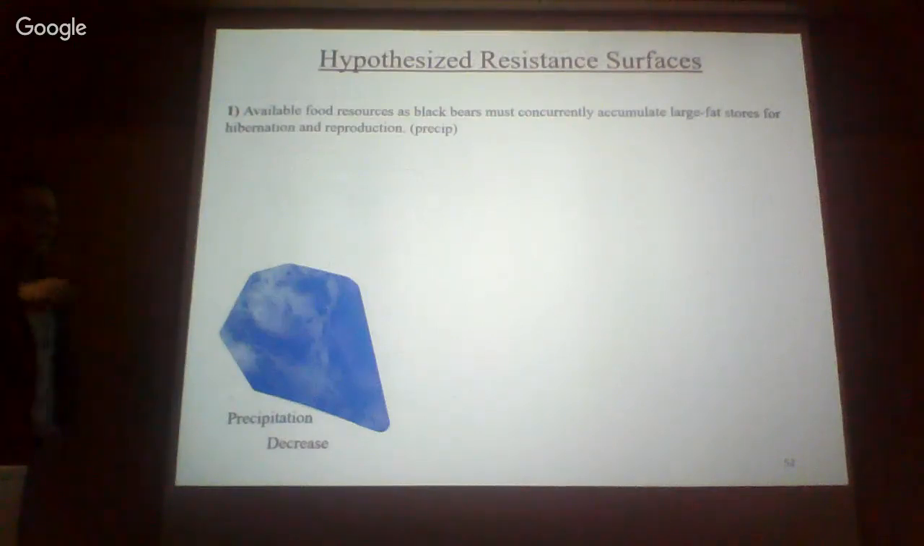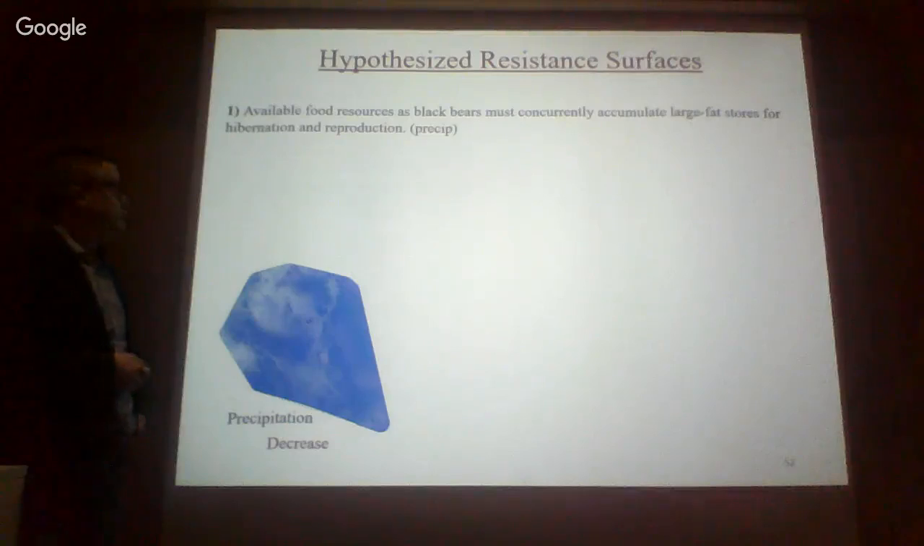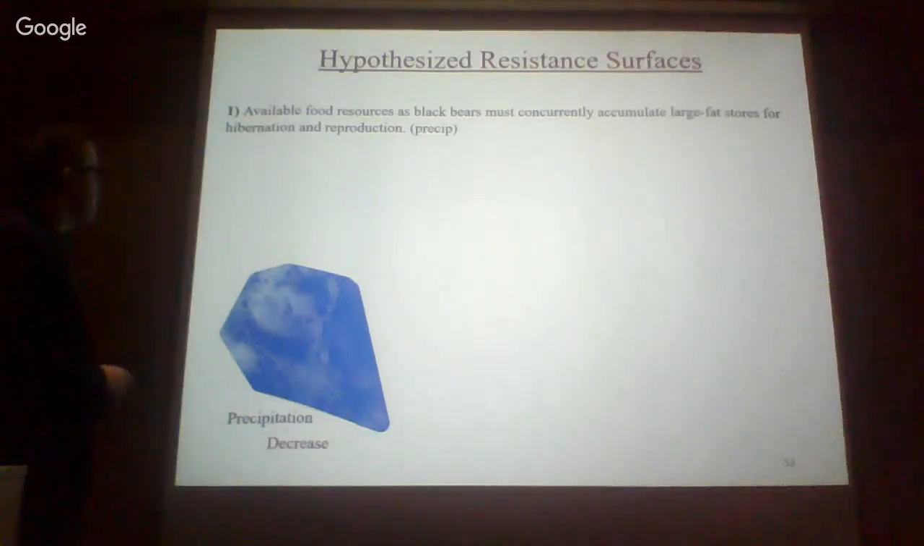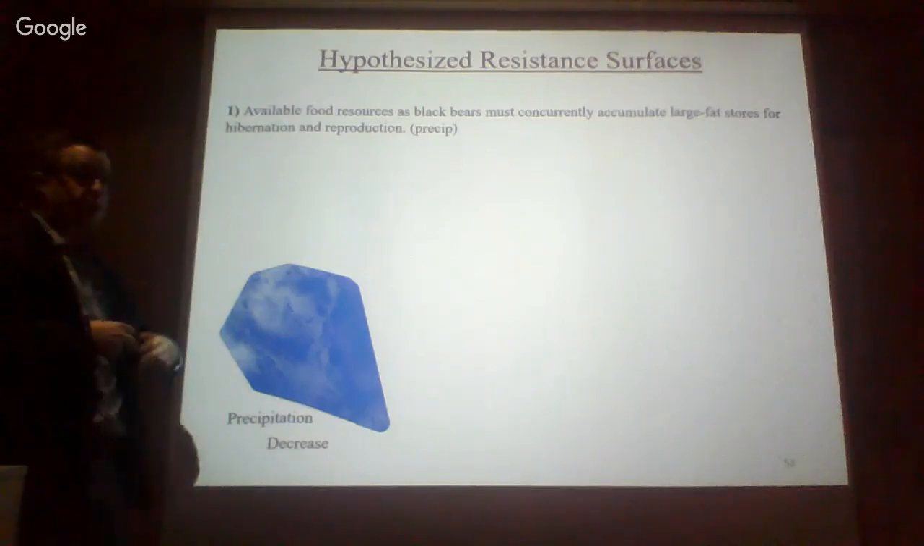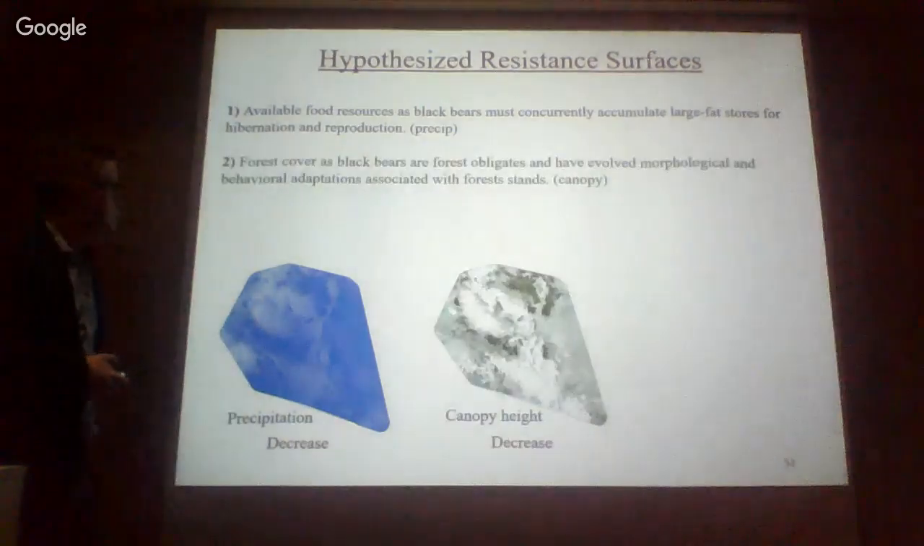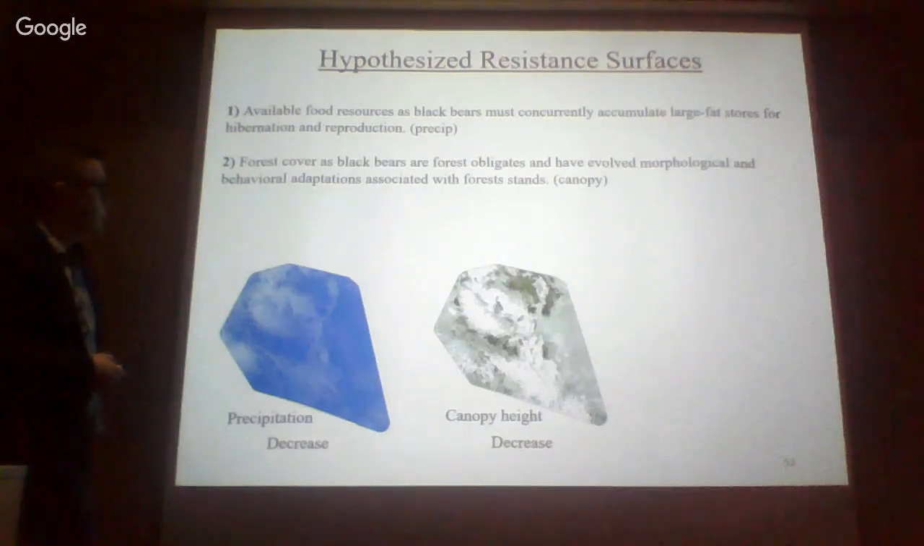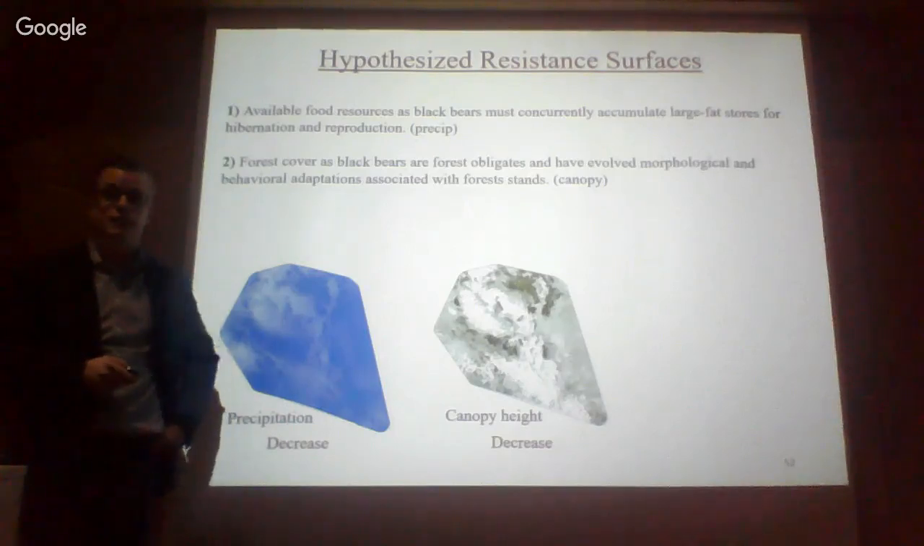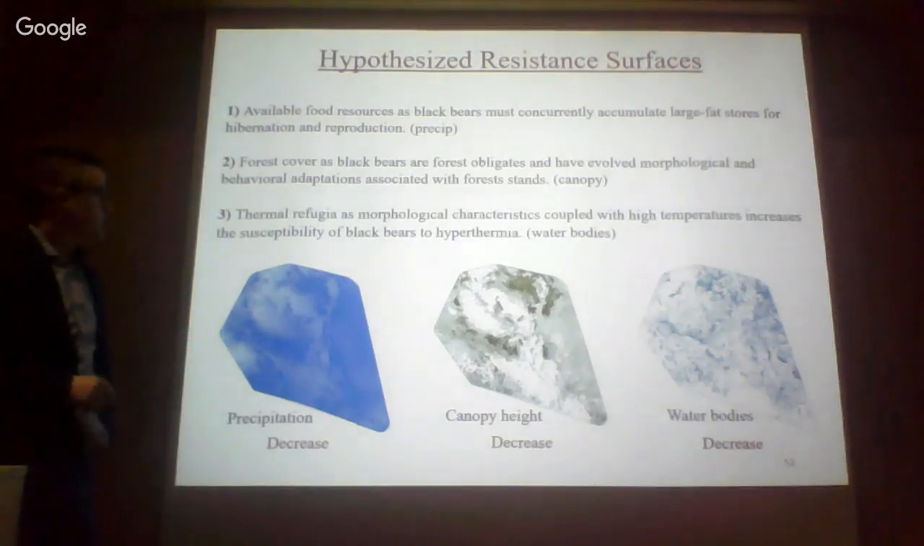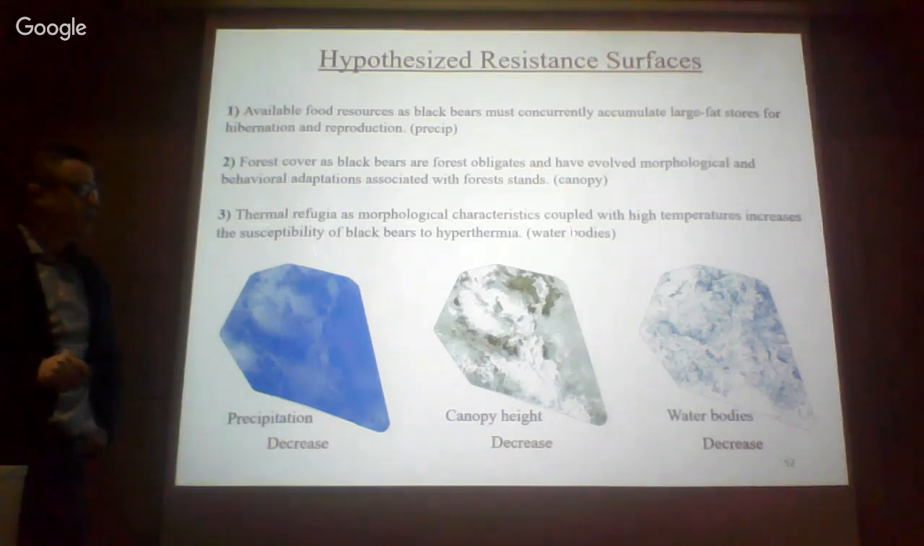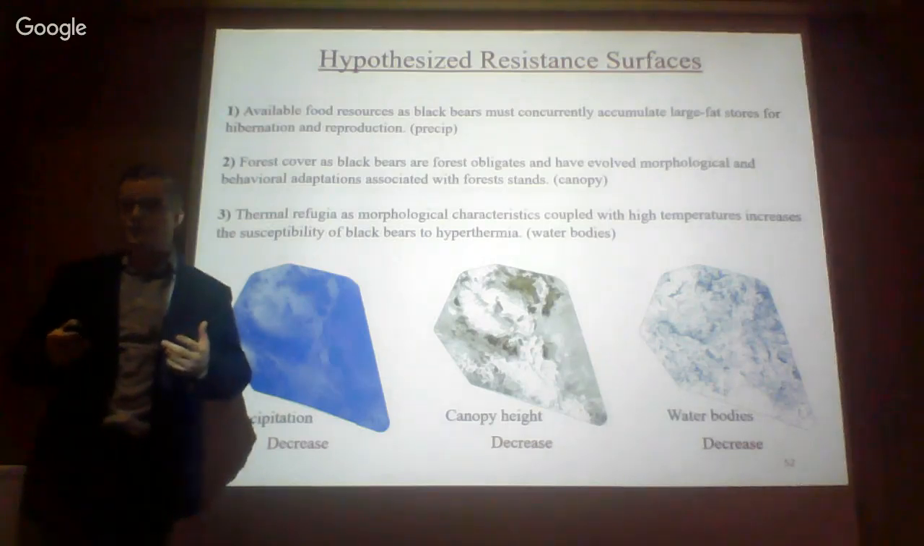So for the covariates that I thought would potentially affect movement across the landscape, I selected precipitation as a covariate to represent a hypothesis that food resources are going to explain that movement because, again, they need to accumulate fat stores while they're dispersing. Furthermore, maybe forest canopy height would be important because bears are forest obligates and have evolved different adaptations associated with forest stands. And then also potentially water bodies because, in the arid Southwest, thermal refugia is important, as morphologically those thick hides as well as high temperatures could increase the susceptibility of black bears to hypothermia.